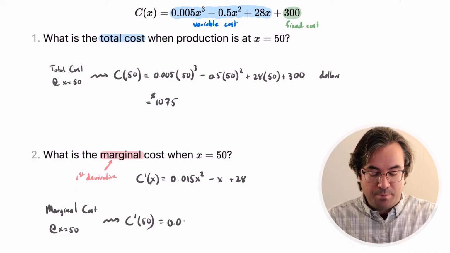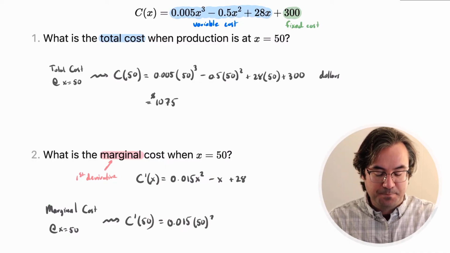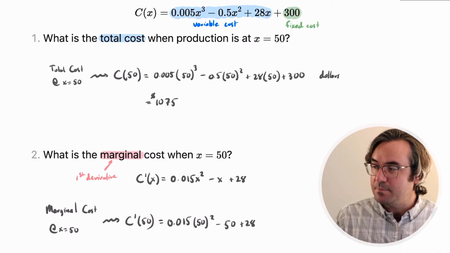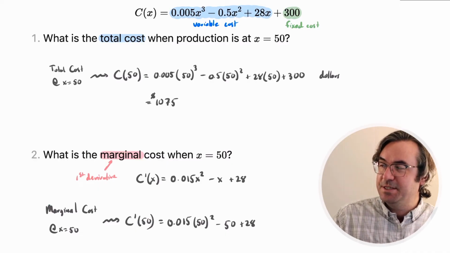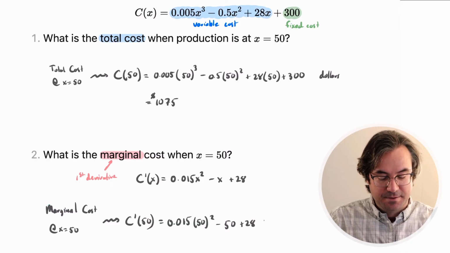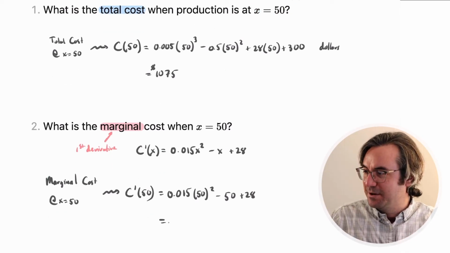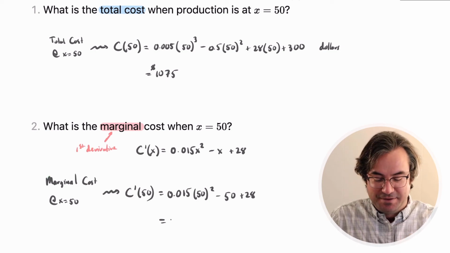So we end up with 0.015 times 50 squared, minus 50, plus 28. And if we simplify that, let me double check here. What do we get? 15.5.